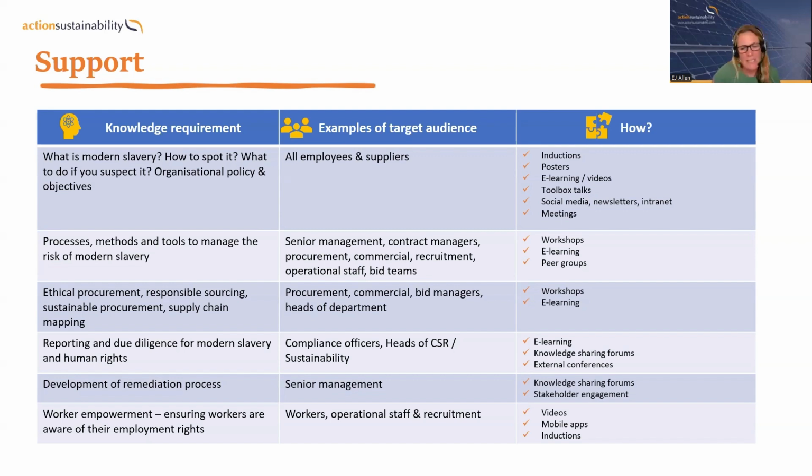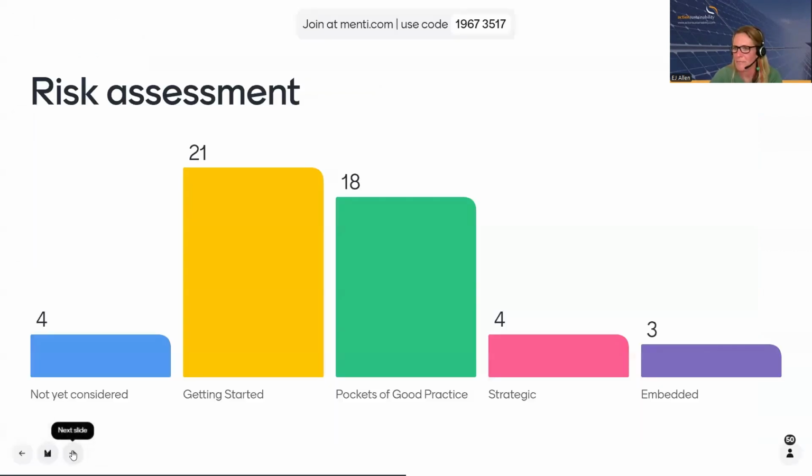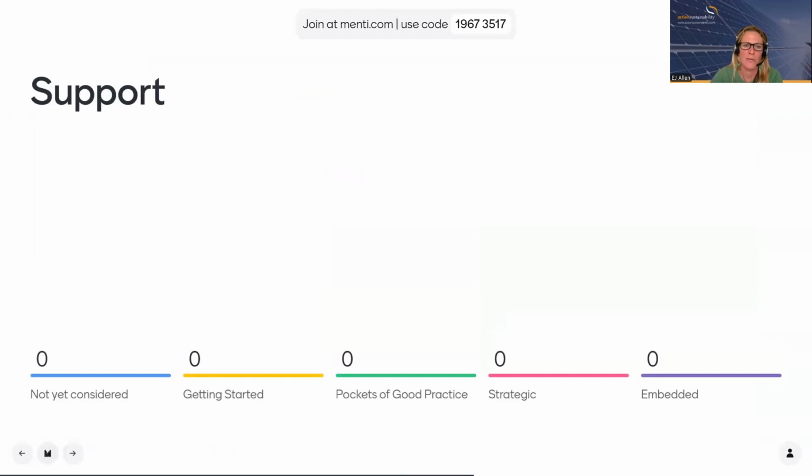And again, remember, every time I say modern slavery, I mean labour exploitation as well. Who needs to know what? How is that communicated? What training do you have in place on things like processes, methods, and tools to manage the risk of slavery? Some examples here of competency assessments for modern slavery risk management. This is just an example. This isn't everything, but it's just to get you thinking. Okay, so let's have a look back to Menti. Let's have a look at support.